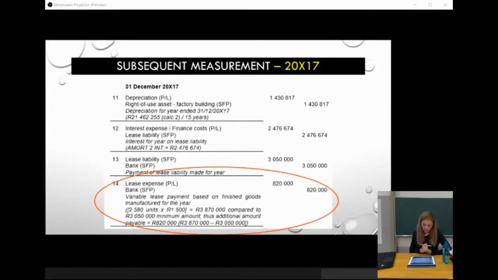What else? Oh, yes, and then also journal 14. So this is the variable lease payment. That's the amount that we paid over and above the fixed payment. So there was our fixed payment, but we actually paid 3870,000. So this is the amount that we paid over and above the fixed payments because we made more units. So that goes straight to lease expense in the P&L and credit bank. Good.